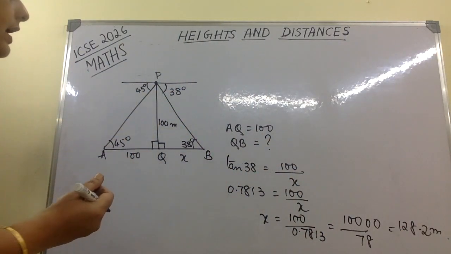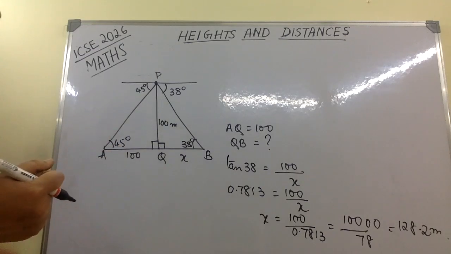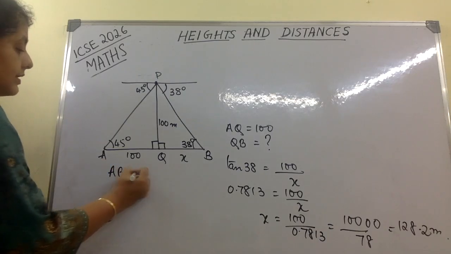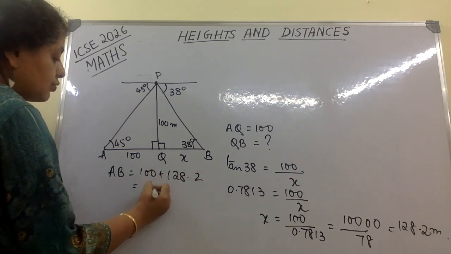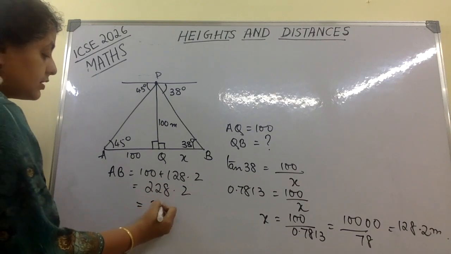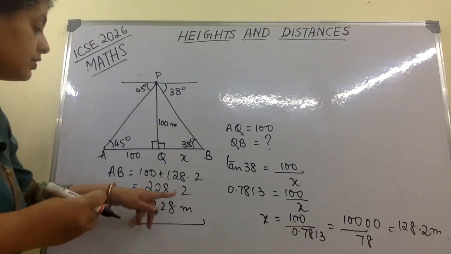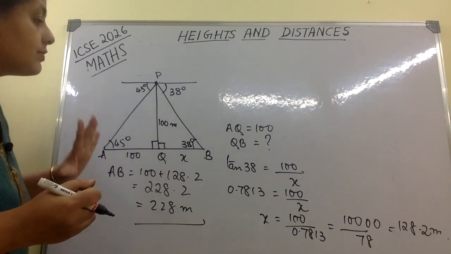But right now I'm not rounding it off. So my next answer, AB is how much? AB is 100 plus 128.2, that is 228.2. But then if we round it off to the nearest meter, it is 228 meters. So this is to the nearest meter. If this was 5 or more than 5, I would have made this 9. So this is my answer.